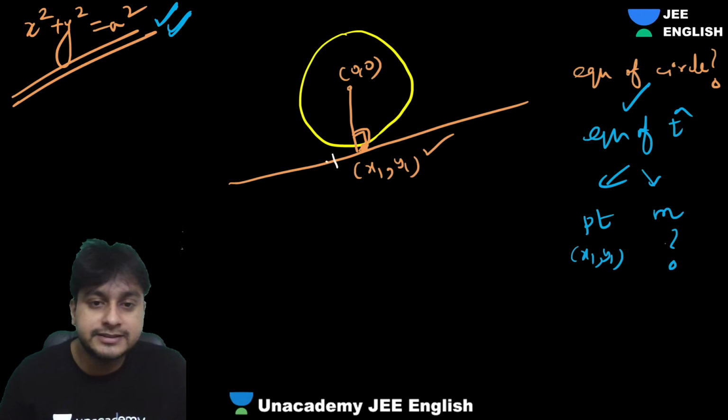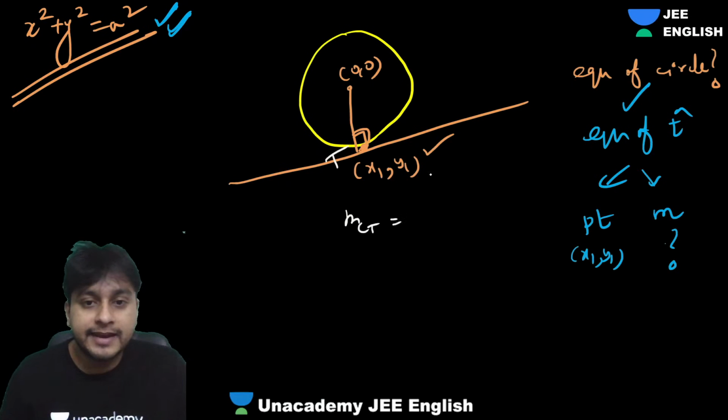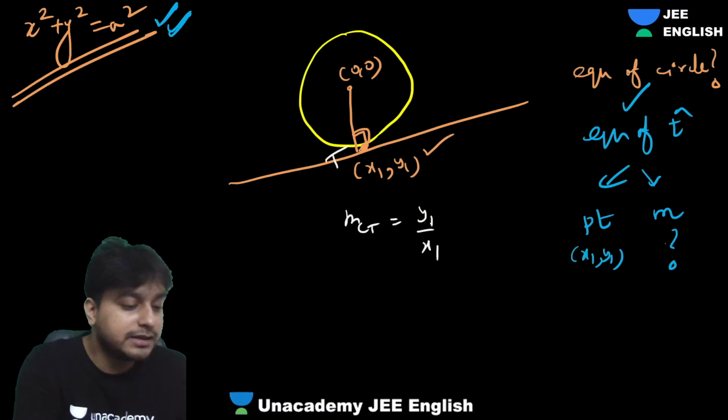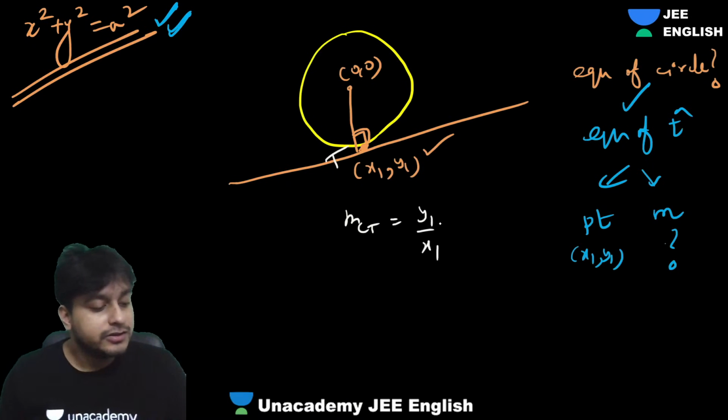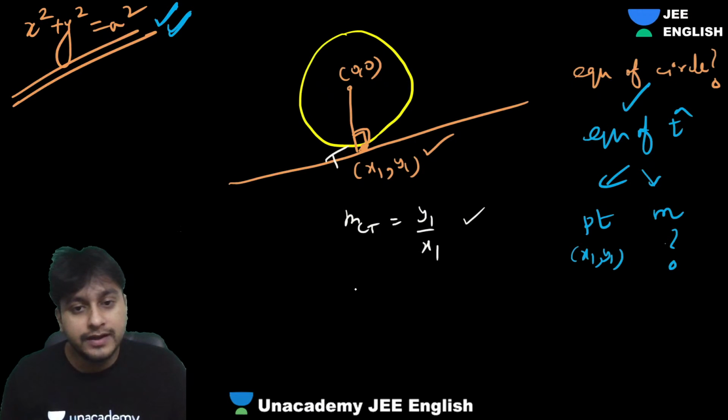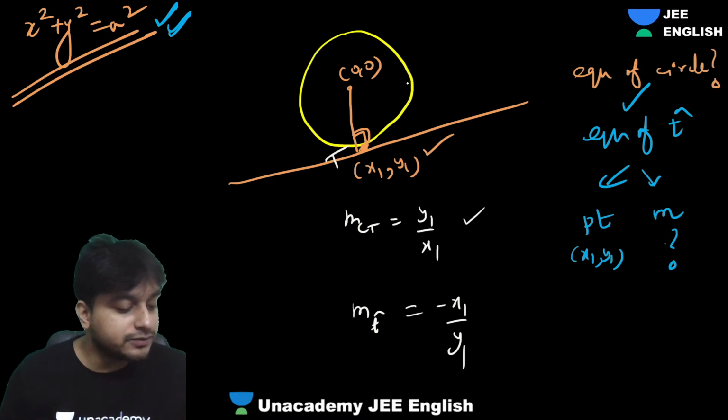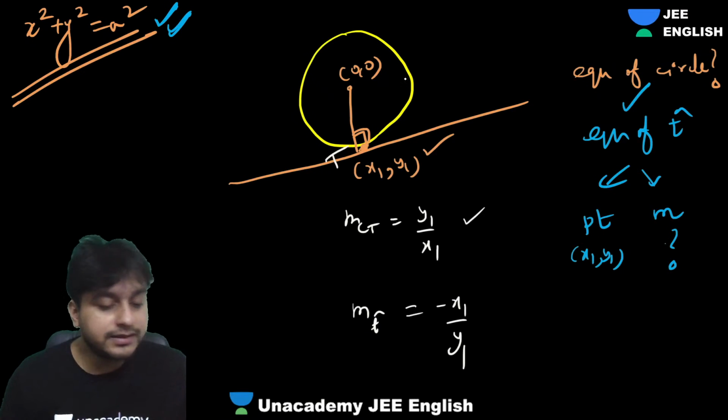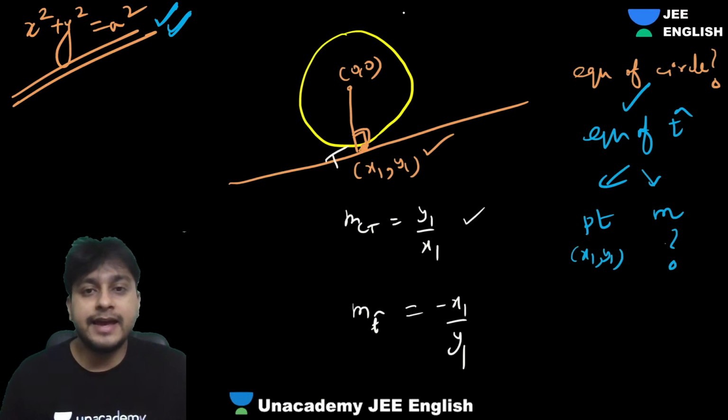Let's call this point T. So guys, what is the slope of CT? Can I say it will be y1 by x1? Tell me. Yes. The slope of CT will be y1 by x1. Can I say the slope of the tangent, I'm denoting it by T, will be minus x1 by y1? Because m1 m2 is equal to minus 1, right? Isn't it?